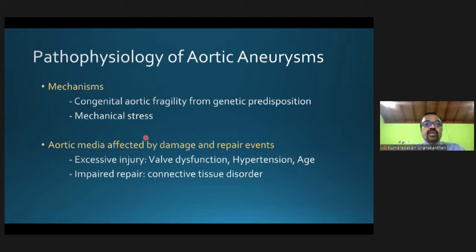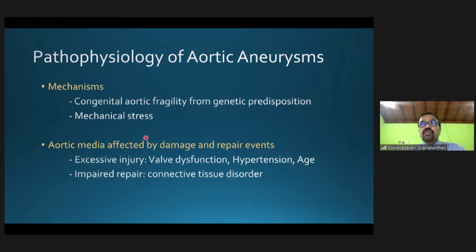So what is the pathophysiology behind the aortic aneurysm? Two mechanisms have been postulated. One is congenital aortic fragility from genetic predisposition. The second is mechanical stress, where there is always a stress inside the wall which will expand the aorta. The other postulated mechanism is that the aortic media is affected by damage and repair events.